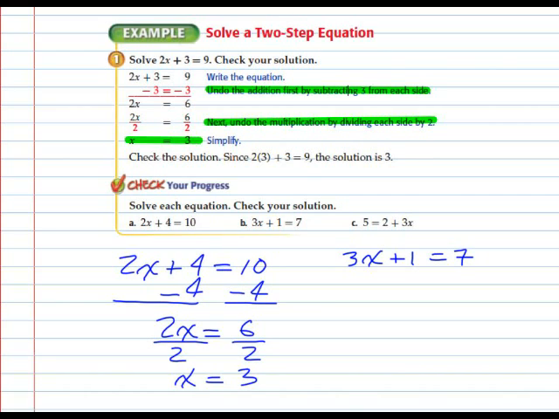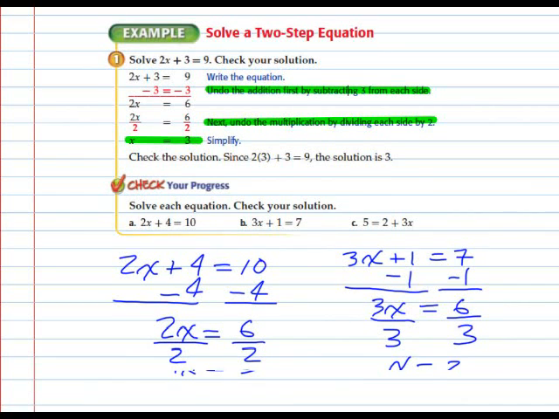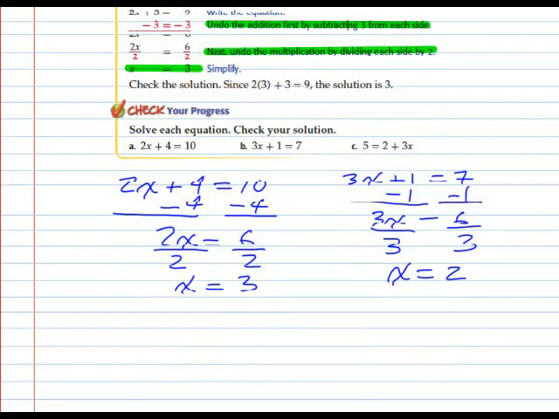3x plus 1 equals 7. Undo the addition with subtraction by subtracting 1 from both sides. 3x equals 6. Undo the multiplication with division. Divide both sides of my equation by 3. X equals 2.